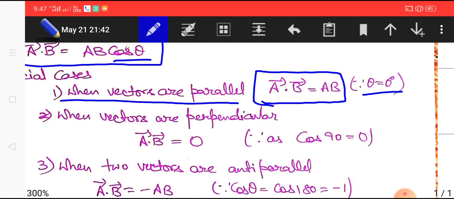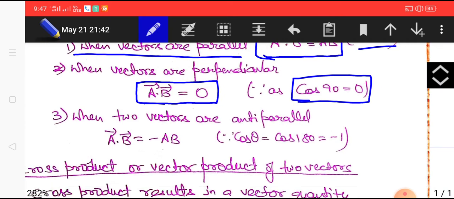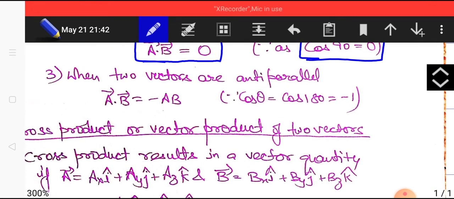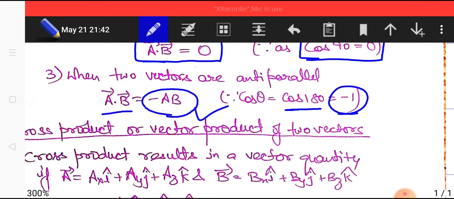Similarly, when the vectors are perpendicular, A dot B is equal to 0, because we all know that cos 90 is equal to 0. When two vectors are anti-parallel, it means the angle is 180 degrees and cos 180 is minus 1, so A dot B becomes minus AB.